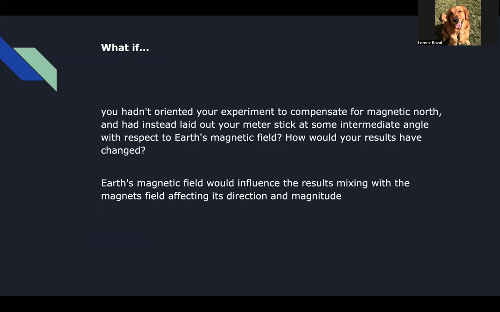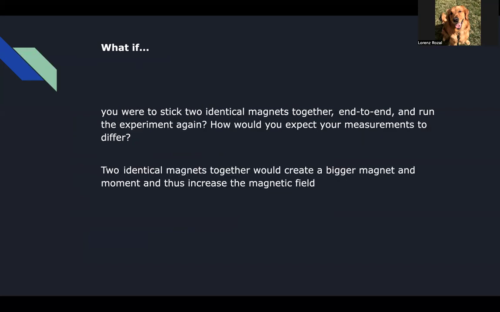If we hadn't oriented the experiment to compensate for magnetic north and instead laid out the meter stick at some intermediate angle, I think Earth's magnetic field would influence the results because it would mix with the magnet's field, affecting both its magnitude and direction. And if we were to stick two identical magnets together end to end, they would create a bigger magnet and moment, which would thus increase the magnetic field. That's it.